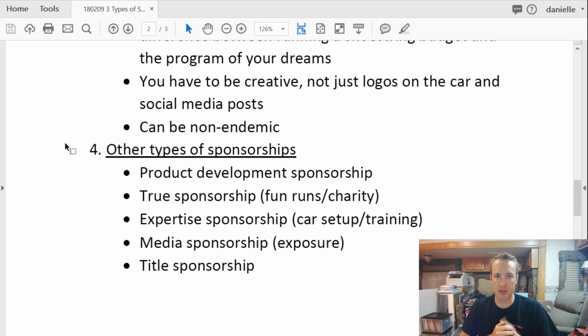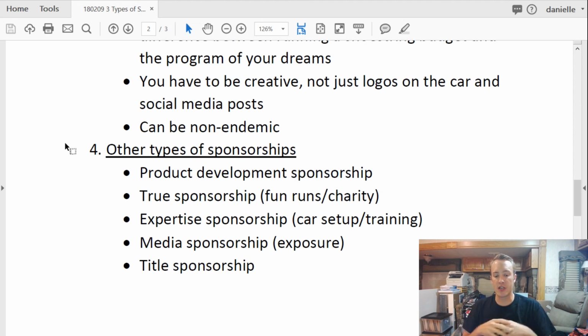Non-endemic sponsors are companies that have absolutely nothing to do with the automotive industry. Best Buy, Orville Redenbacher's Popcorn, Apple Computer. Whatever it is, there are a lot of companies that have nothing to do with that industry, and those are called non-endemic sponsorships. This is where it gets really interesting, because it opens up the whole world to you.